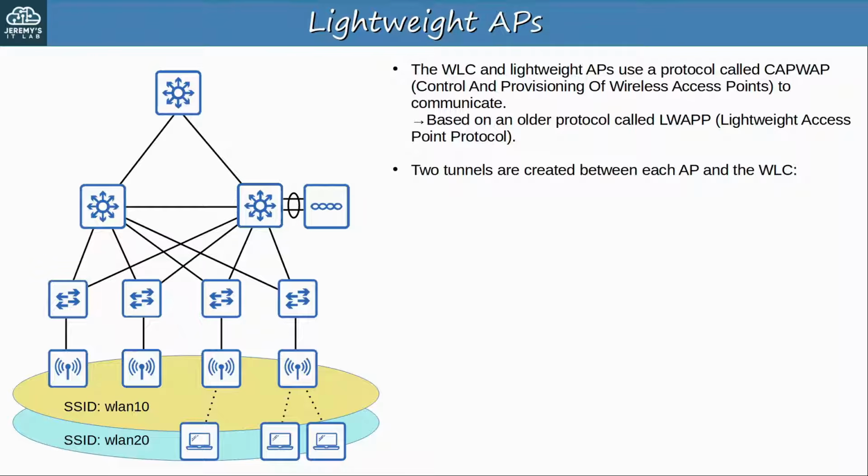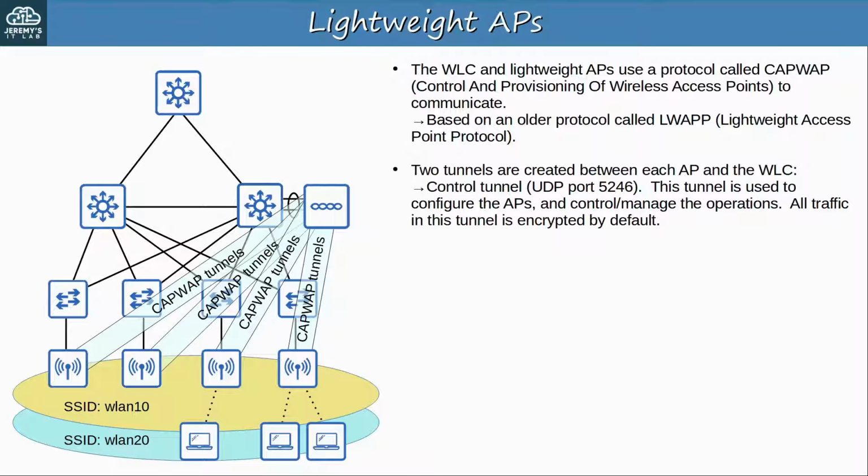For communications, two tunnels are created between each AP and the WLC, like this. Note that each of those tunnels in the diagram represents two separate tunnels, each used for different purposes. So let's see what those two tunnels are. One is the control tunnel, and it uses UDP port 5246. There's another port number for you to remember. CAPWAP control tunnels use UDP port 5246. So this tunnel is used to configure the APs and control and manage their operations. Note that all traffic in this tunnel is encrypted by default, so it is secure.